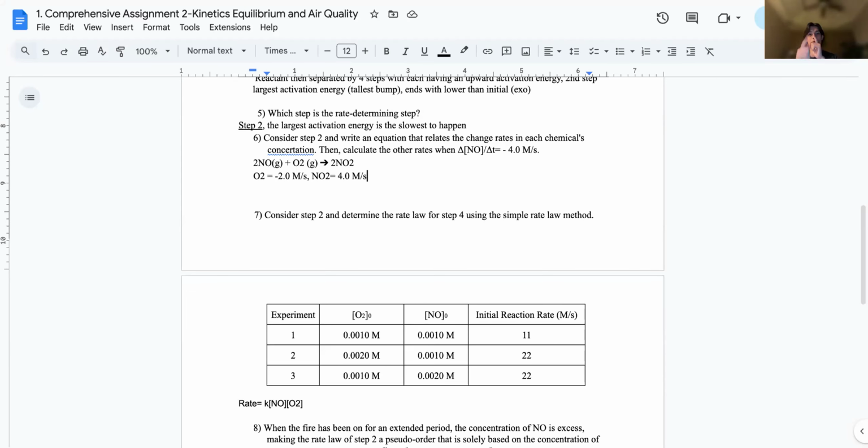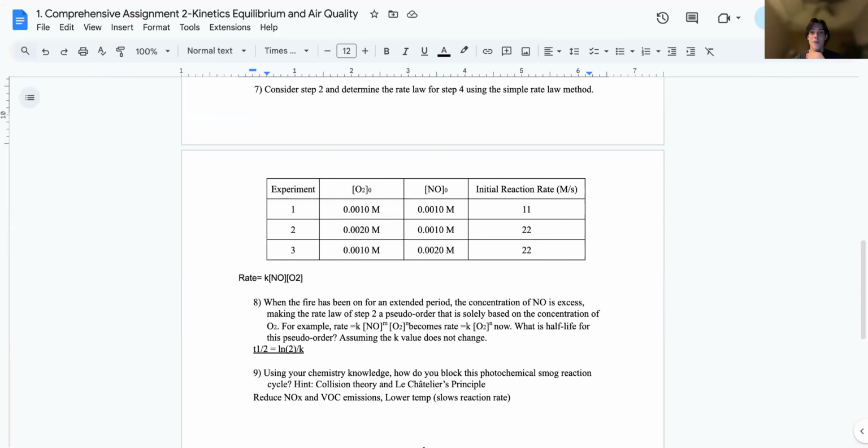Next, to calculate the products, it has the same coefficient 2, so we don't divide it by 2, but it is on the product side, so we change the sign, which gives positive 4.0 M divided by s.